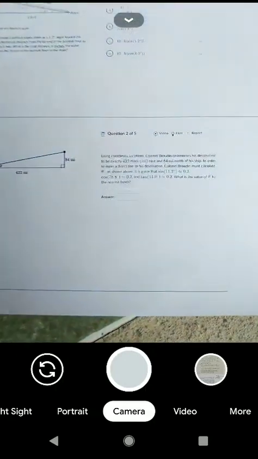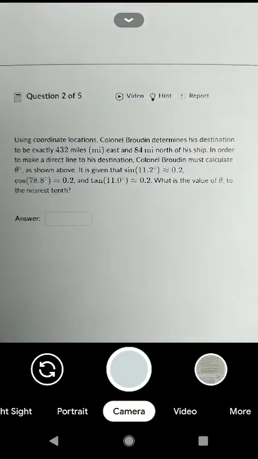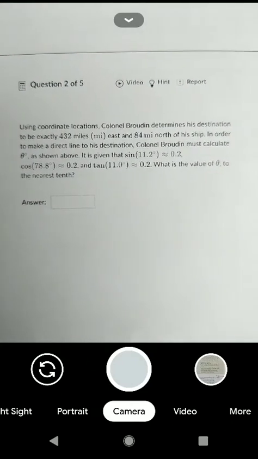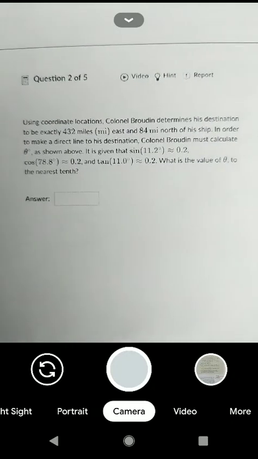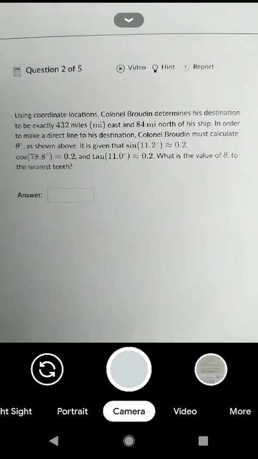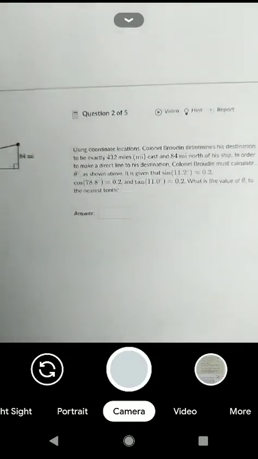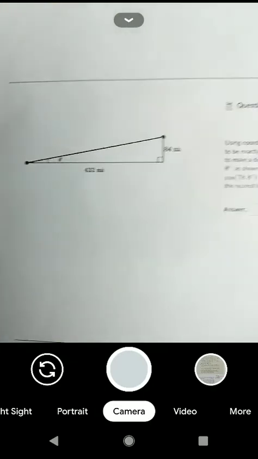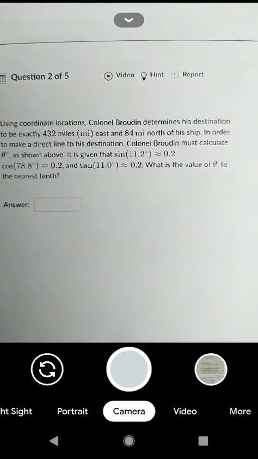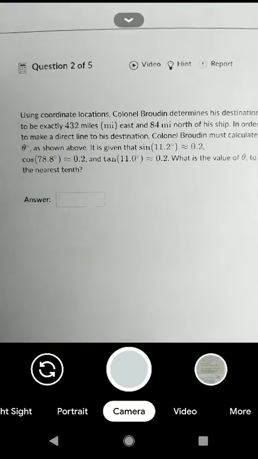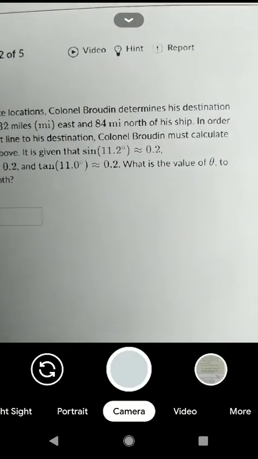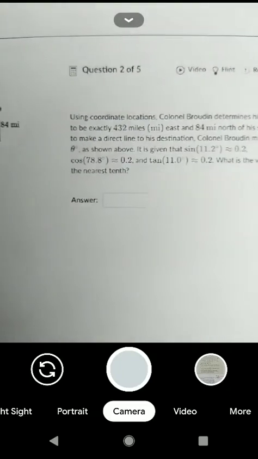Here we are. They say, using coordinate locations, Colonel Brodin determines his destination to be exactly 432 miles east and 84 miles north of his ship. In order to make a direct line to his destination, Colonel Brodin must calculate the angle theta, as shown above, or to the left. It is given that sine of 11.2 degrees is about 0.2, cosine of 78.8 degrees is about 0.2, and tangent of 11 is about 0.2. What is the value of theta to the nearest tenth?